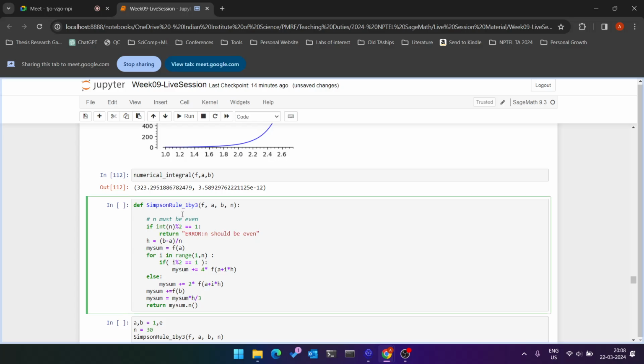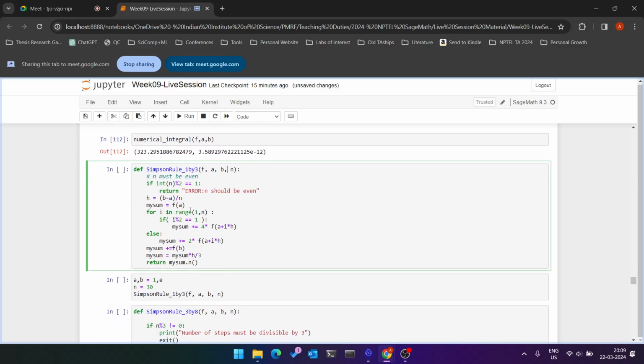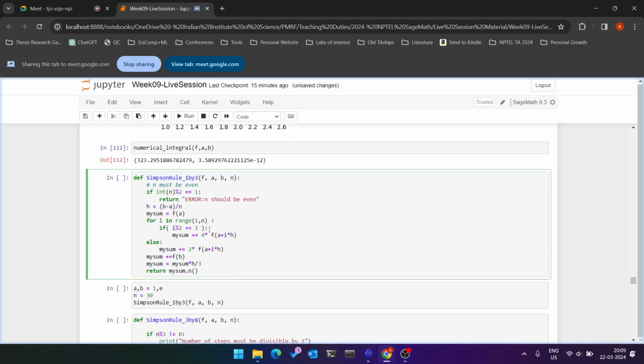Suppose I have Simpson's 1/3 rule. I am again writing the composite function, taken from the class itself, which takes 4 arguments: function f, limits a and b, and n as the number of intervals. This function only proceeds if the number of intervals is divisible by 2. Again the same process: we calculate the composite sums, and if i is not divisible by 2, you add 4 times f of xi, and if i is divisible by 2, you add twice f of xi.